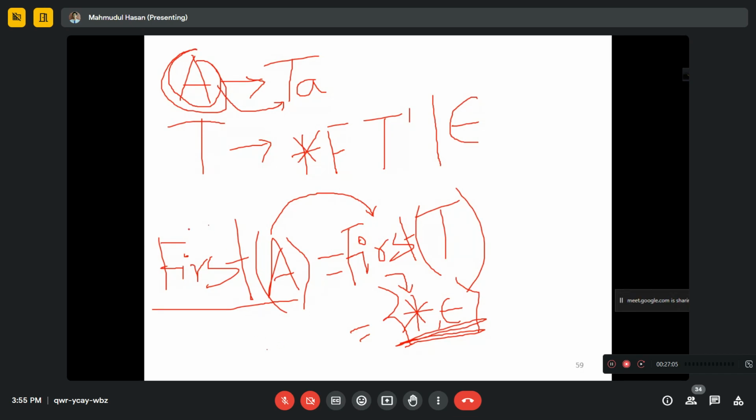We get first of A indirectly, and in first of A there is an epsilon, so this is a problem. But we get first of T directly, and there is epsilon, so no problem. But if you get first indirectly, and in first there is epsilon, this one is a problem. Got my point? Now I am trying to solve this problem.